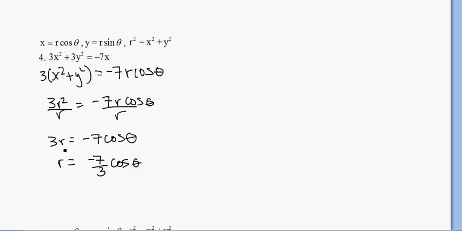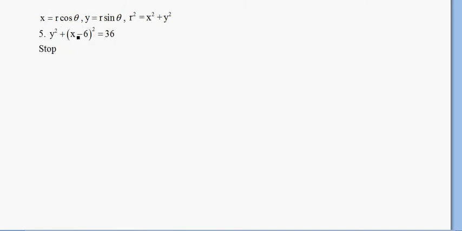So that's something to keep in mind when you're converting from rectangular to polar: if you have an extra r and you can divide by that r, it's always a good idea to reduce it down, because alternatively I could have moved this negative 7r cosine theta over and then factored an r out, and then it would have been a little more unattractive. This is a much more concise and quick to the point answer.